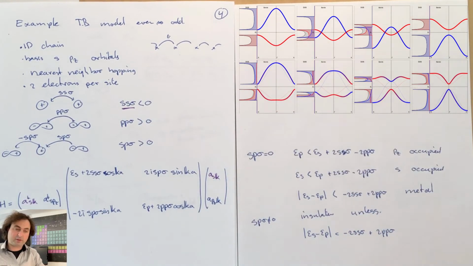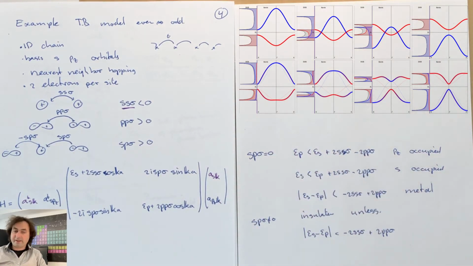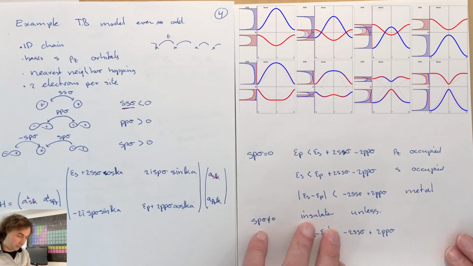So we have our lowest band completely occupied, and we have two different cases here: the s band completely below, the p band completely below, or a mixture of the two bands. Now, is the wave function where all these states are occupied even or odd?